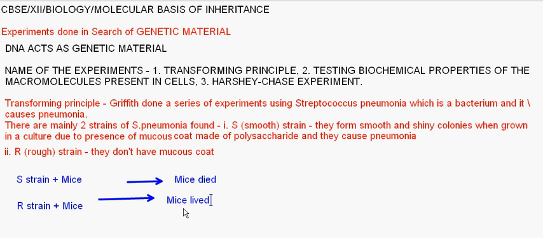Now Griffith killed the S strain. He had killed the S strain, so it was unable to cause death in mice.